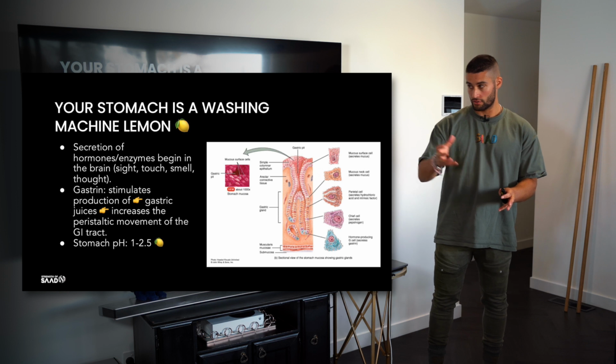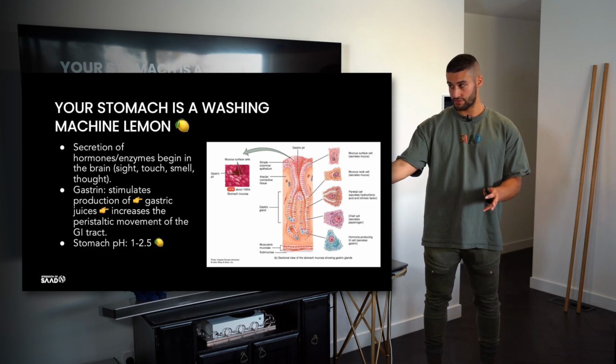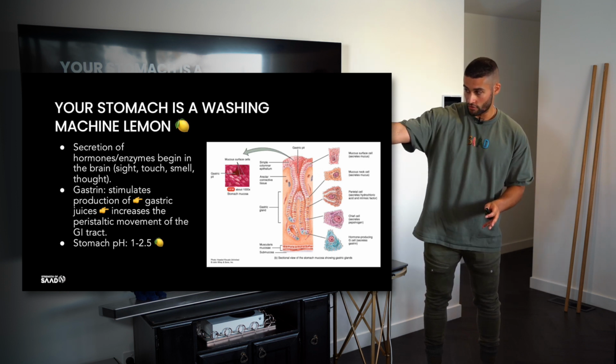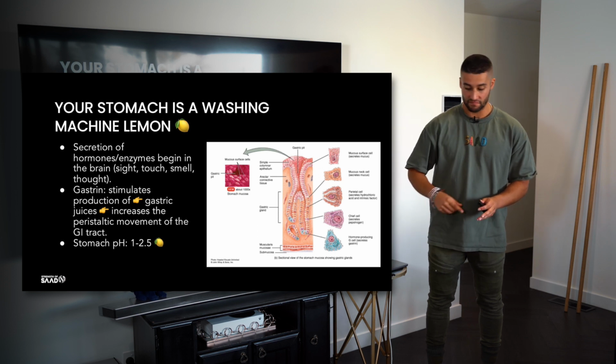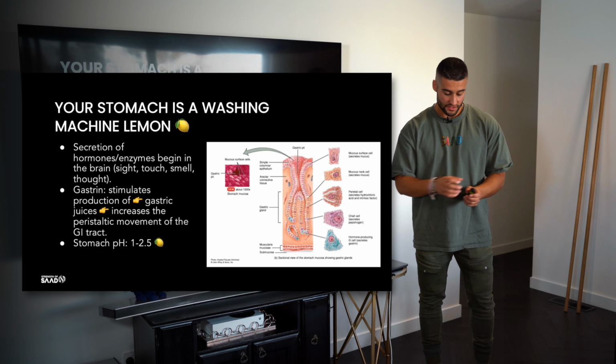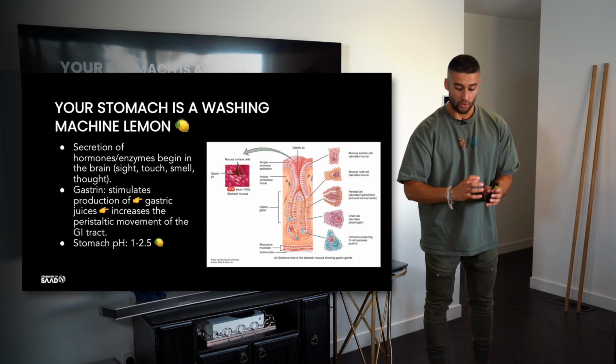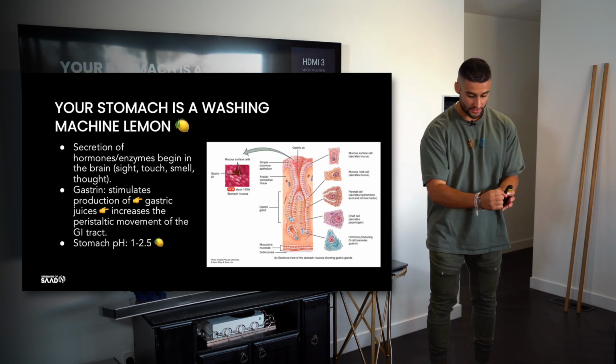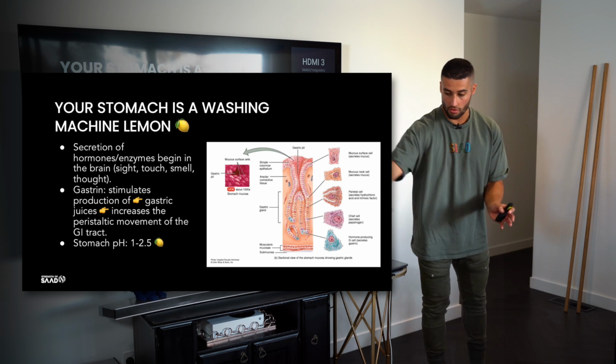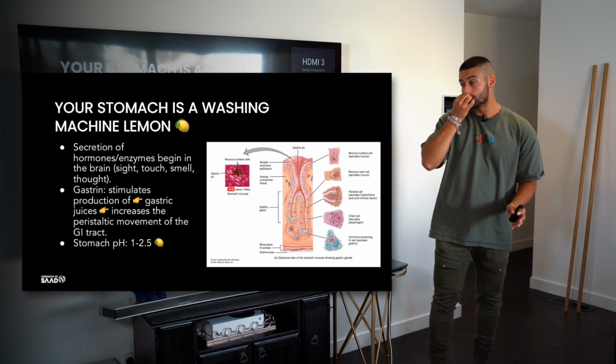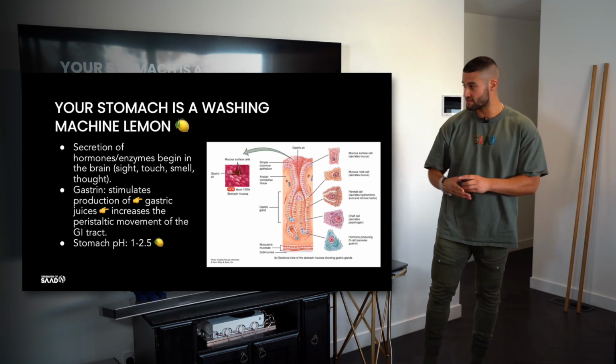Gastrin creates gastric juices and increases peristaltic movements of the GI. What does this mean? If you remember peristalsis, it increases your gut motility, so your ability to contract and move things along your stomach and gut. So this is a good thing. You want more of this.